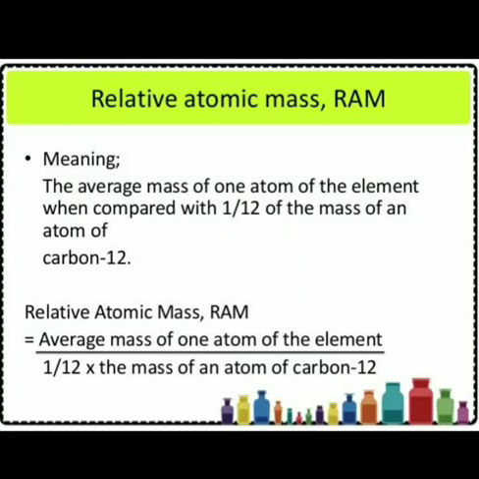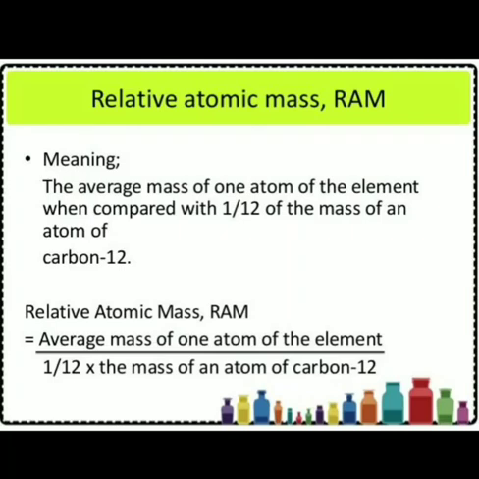The relative atomic mass of an element is the number of times one atom of the element is heavier than 1 by 12 the mass of an atom of carbon 12. It is denoted by RAM, that means relative atomic mass. So what is the formula? The relative atomic mass equals the mass of one atom of the element divided by 1 by 12 the mass of one atom of carbon 12.